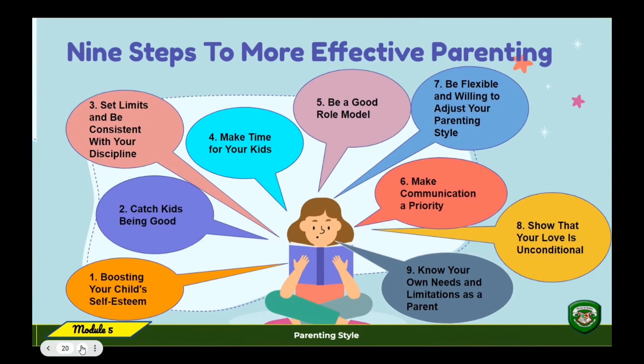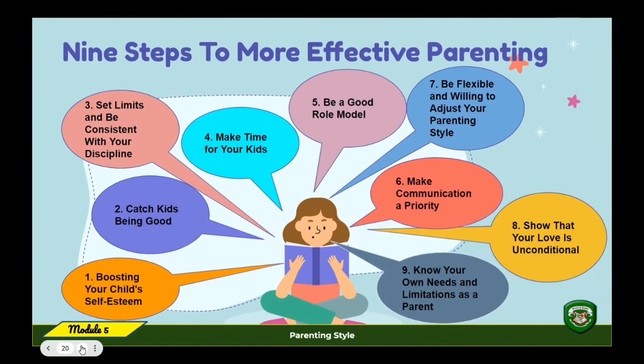Alright, so we also have here the nine steps to more effective parenting. Number 1, boost your child's self-esteem. Number 2, catch kids being good. Number 3, set limits and be consistent with your discipline. Number 4, make time for your kids. Number 5, be a good role model. Number 6, make communication a priority. That's very important, communication.